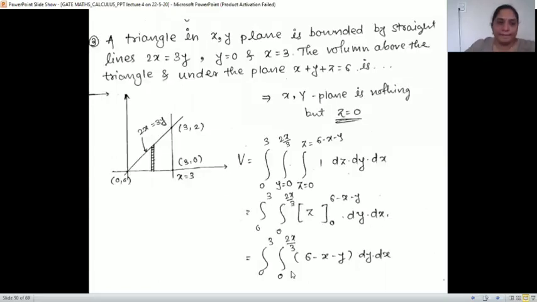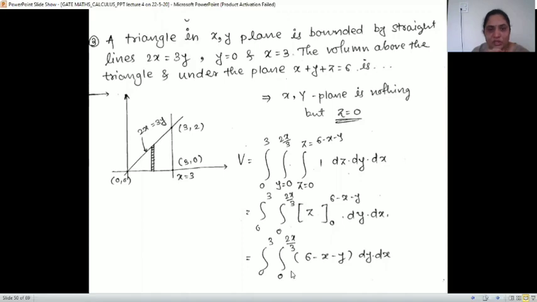Next question. A triangle in the xy plane is bounded by the straight lines 2x is equal to 3y, y is 0 and x is 3. The volume above the triangle and under the plane x plus y plus z is 6 is the volume, that is a triple integral, and it is the xy plane.